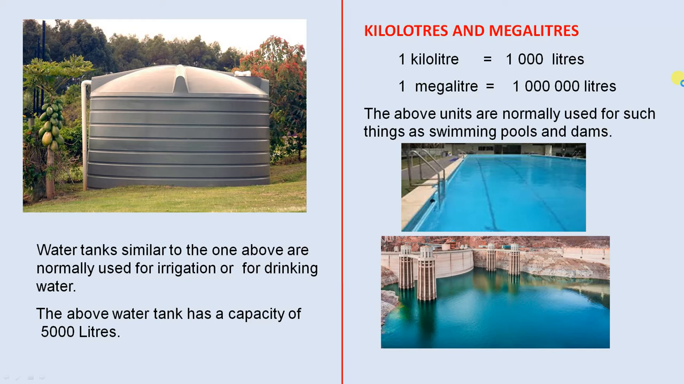Kilolitres and megalitres. 1 kilolitre equals 1,000 litres. 1 megalitre equals 1,000,000 litres. The above units are normally used for such things as swimming pools and dams.